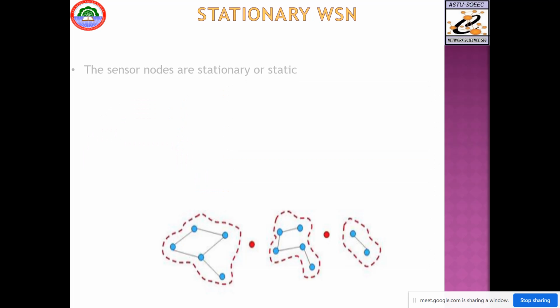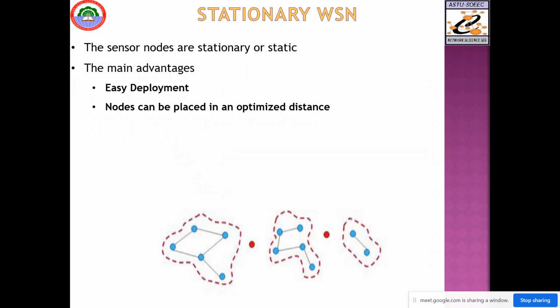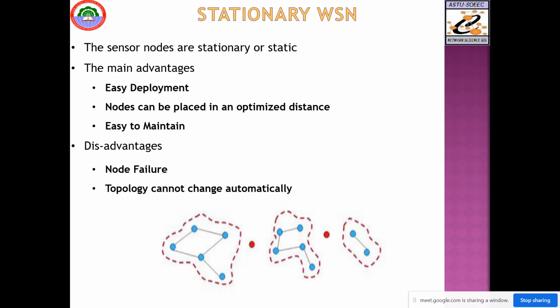As we all know, I just want to repeat what we discussed in the last class. In the stationary wireless sensor network, we have some advantages as well as some disadvantages. Stationary is nothing but the nodes will not move in that particular network. So we have some advantages. When we deploy the nodes, we assume that the nodes we are deploying in the sensor network are stationary nodes.